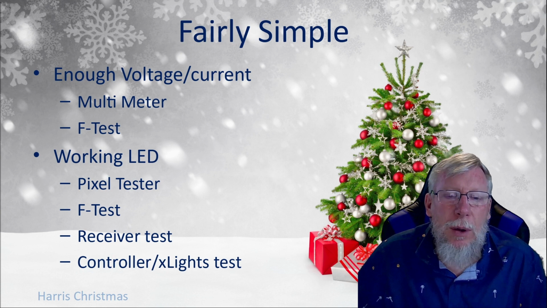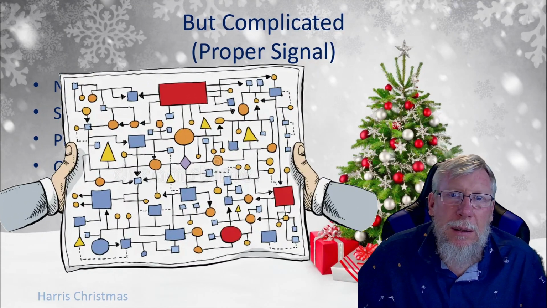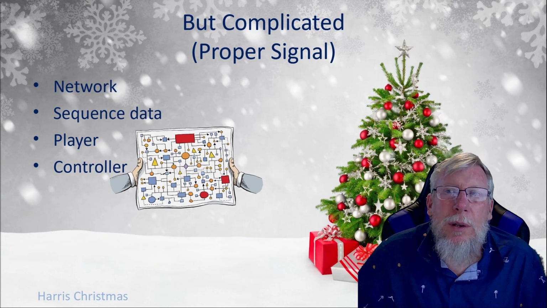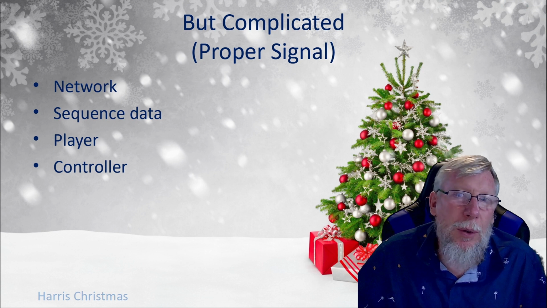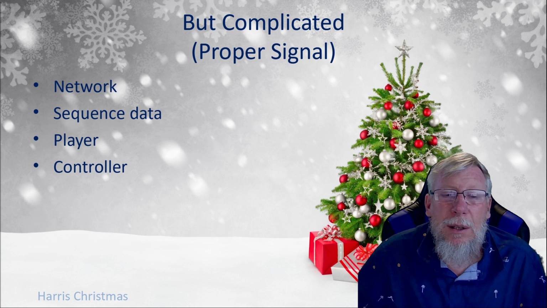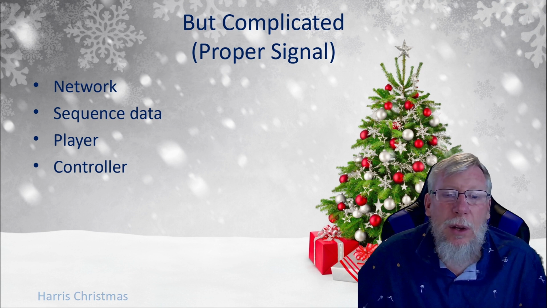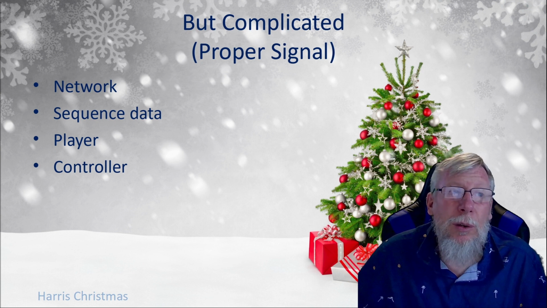So now that we know how to test the voltage and current and the working LED, there's only one other thing that we need to be able to test. And that's the proper signal, but that gets complicated. Depending on how and where you're testing, there could be several signals and protocols involved in getting the signal to where you're actually testing it. So you could have network data involved, you could have sequence data, you could have player data, you could have the controller, and then the controller itself has a bunch of data that it sends out.